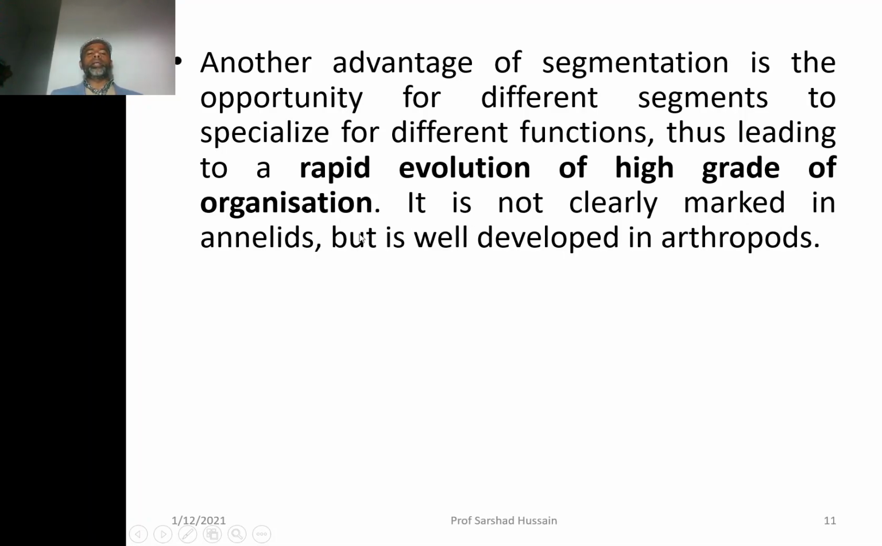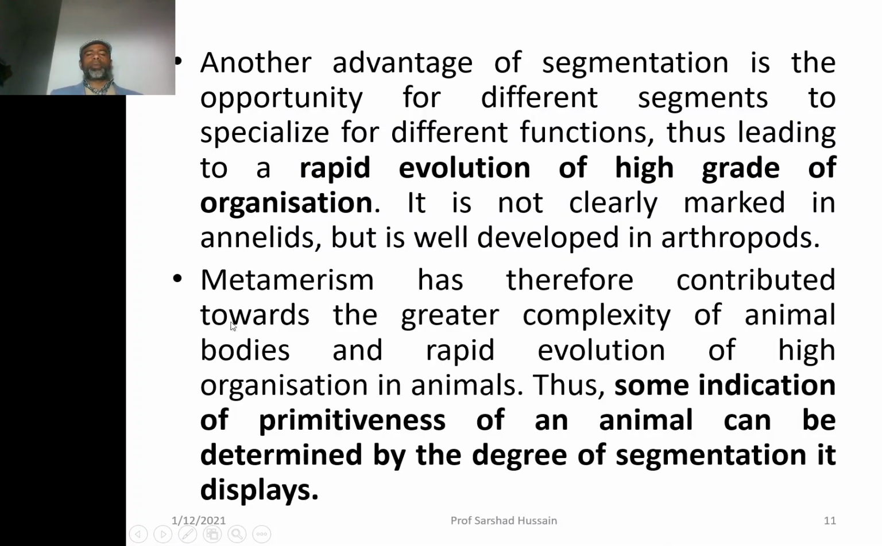It is not clearly marked in annelids, but is well developed in arthropods. So such type of body organization is more marked in arthropods. That's why the arthropods are more advanced as compared to the annelids. Metamerism has therefore contributed towards the greater complexity of animals. Why complexity? Because the parts are divided. Each part is in turn specializing into a different function. So it is bringing complexity to the bodies of organisms, and this complexity is paving the way for rapid evolution of higher organisms, thus giving some indication of primitiveness of animals.